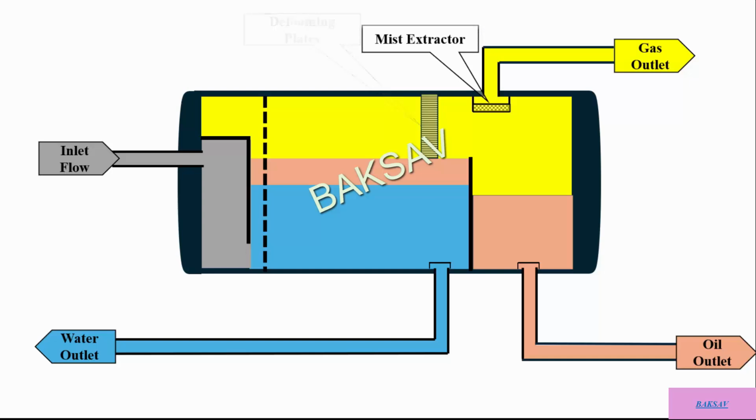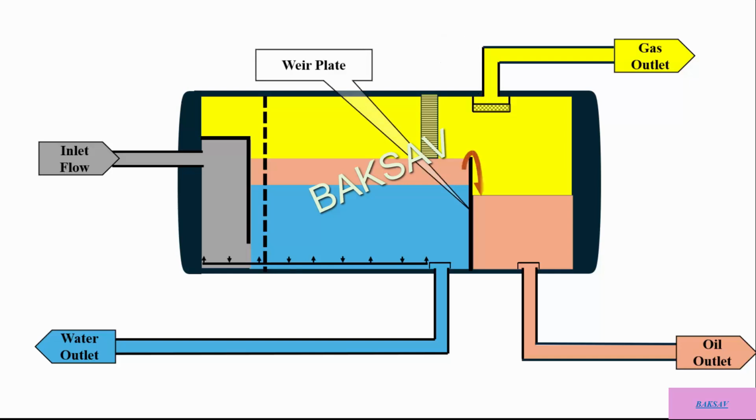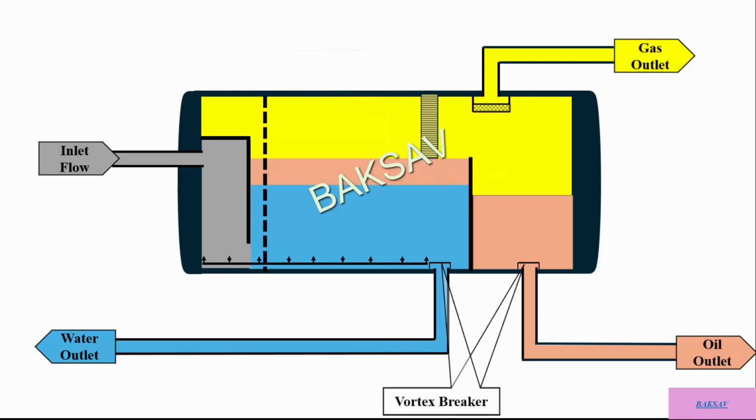Mist extractor or mist eliminator. It captures small liquid droplets from the gas, which goes through the mist extractor section before it leaves the vessel. Weir plate. It holds heavy liquid and allows light liquid, or oil, to skim over. This allows the next chamber to have only light liquid, or oil. Vortex breaker. It prevents a vortex effect on liquid outlet lines that could be the cause of gas entering into liquid outlet lines.